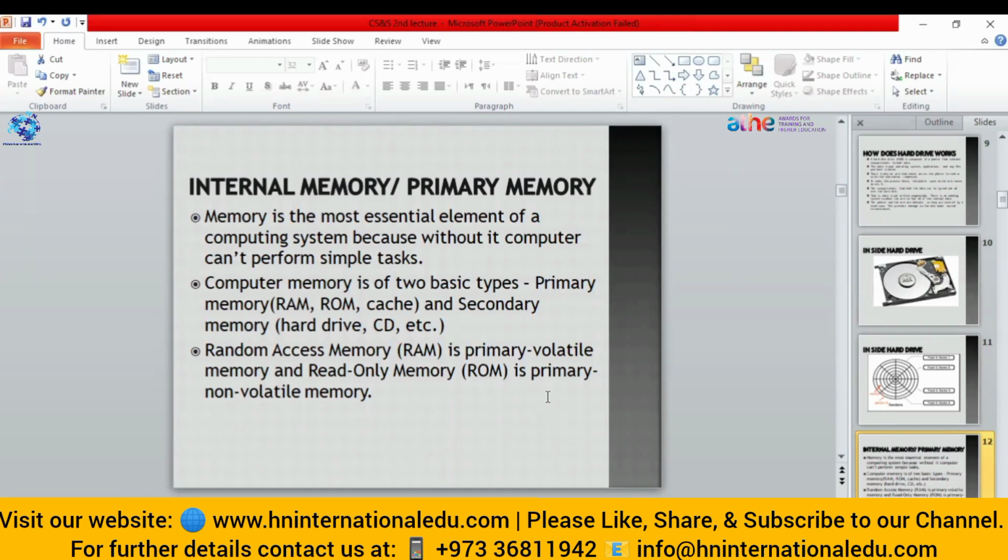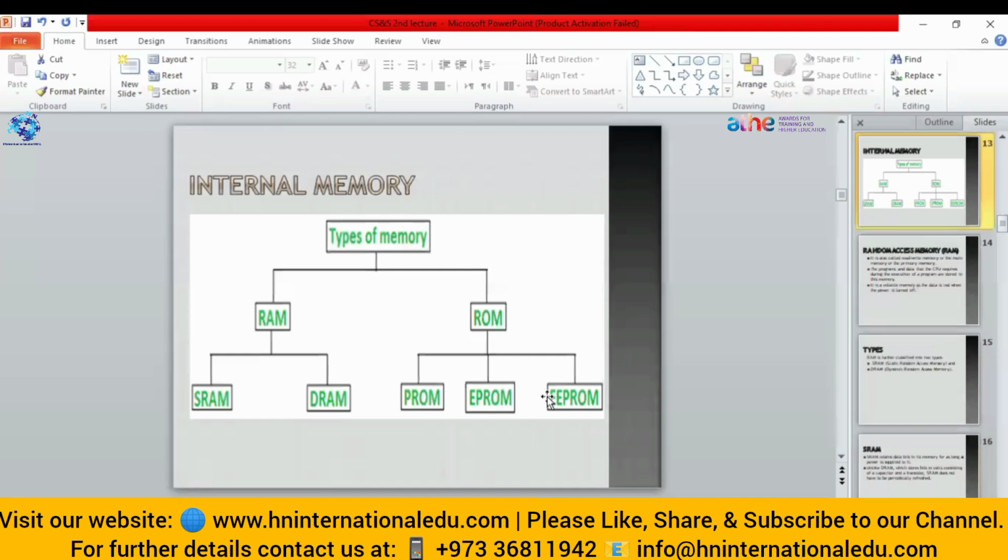So random access memory, RAM stands for random access memory. That is primary memory, that is volatile memory. I already told what is meant by volatile memory. And we also have ROM, that is read-only memory. We can only read the instructions that are stored on the ROM, but we cannot make any change in the ROM. So that is an overview of memory. The types of memories: main memory has two types, RAM and ROM. The RAM is further divided into SRAM and DRAM, and the ROM is further divided into PROM, EPROM, and EEPROM.